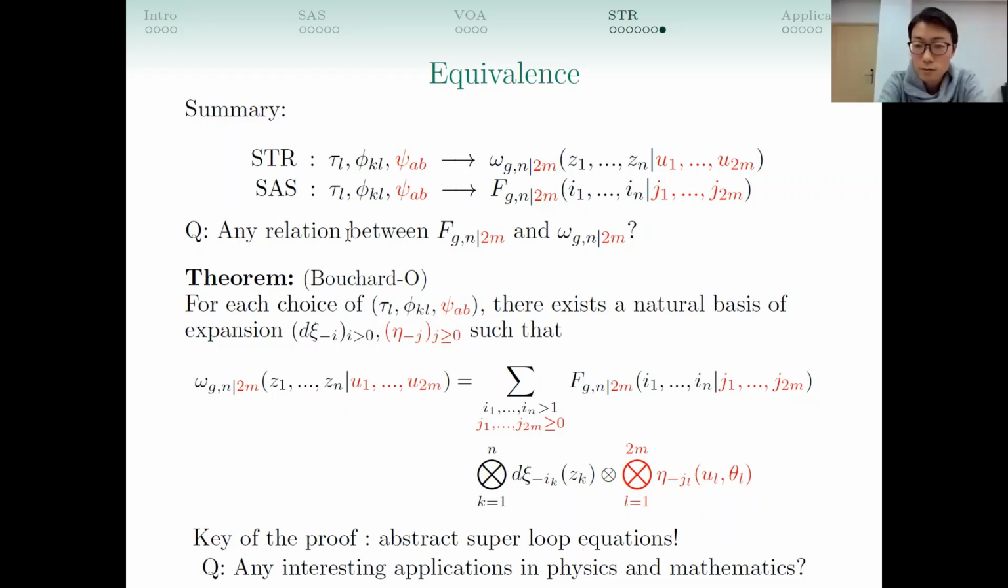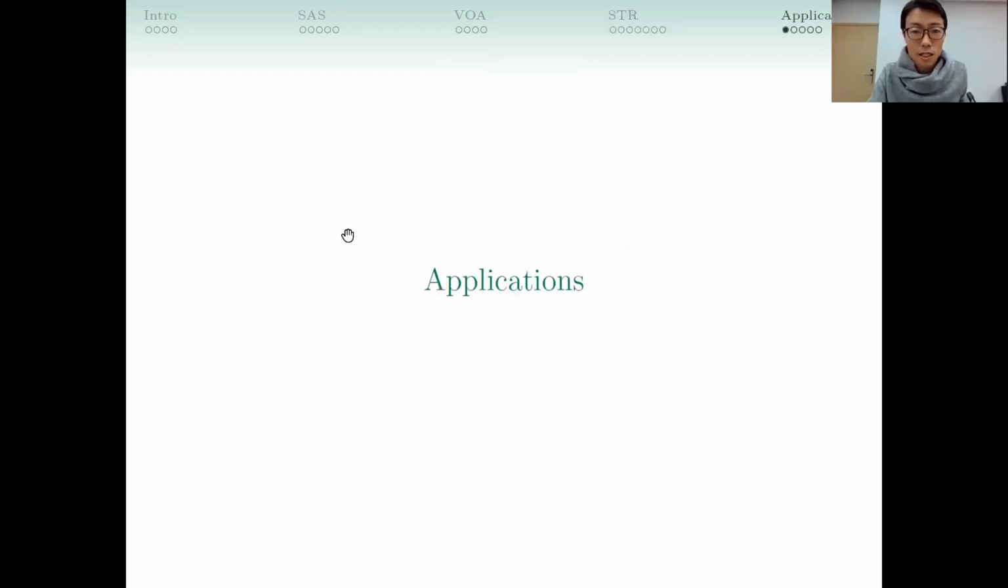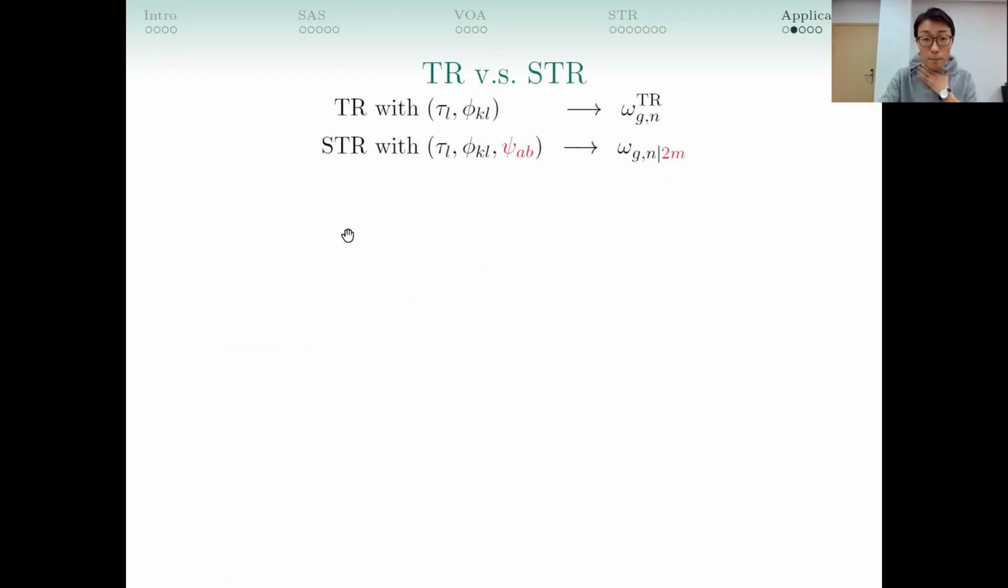So can I move on to applications? Yeah, I think I'm doing good on time. All right, so we have spent 45 minutes constructing two equivalent supersymmetric recursions. Let's apply one of those two, whichever is convenient for you, to some nice examples in physics.